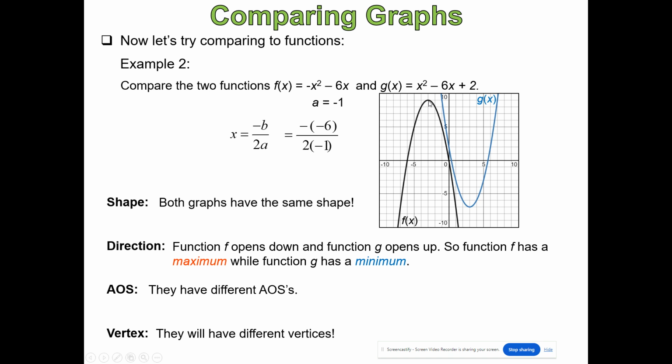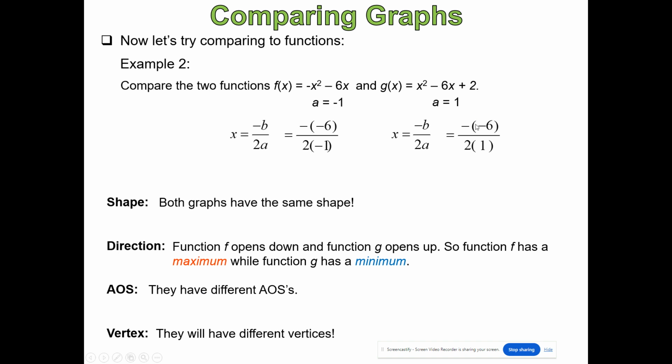This is 10. If it didn't have a +2, it would be at -10, but the +2 brought it up 2 units. You don't have to worry about that. Just know that they have different vertices. You don't have to say anything about what they are or where they are. You just know they're different vertices, and you know they have different AOSs because of these being different. Okay, almost looks the same, but this is 1 and this is -1. If you want to go and find the actual number to make it more solid for you, that's fine.